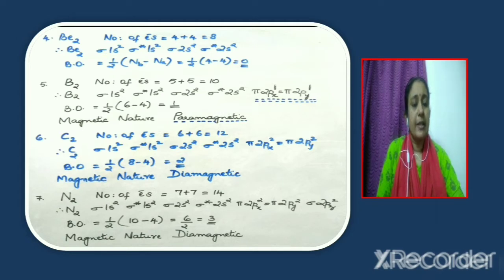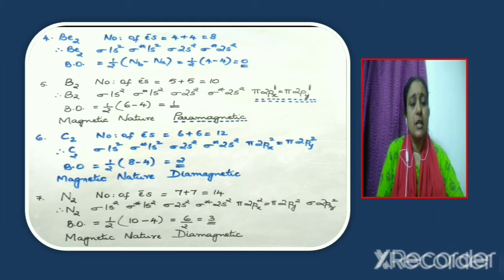Now what is the magnetic nature of B2 molecule? It is paramagnetic. Why is it paramagnetic? It is due to the presence of two unpaired electrons in the pi 2px and pi 2py orbitals. We can see that two unpaired electrons are present in these orbitals, pi 2px and pi 2py. So due to the presence of two unpaired electrons, the molecule is paramagnetic.